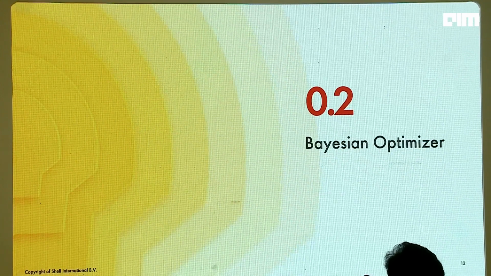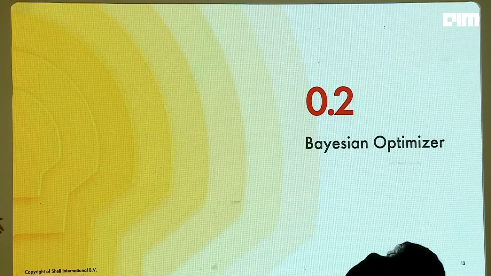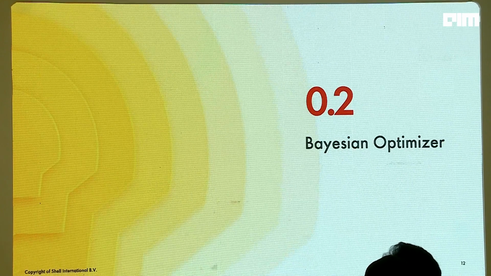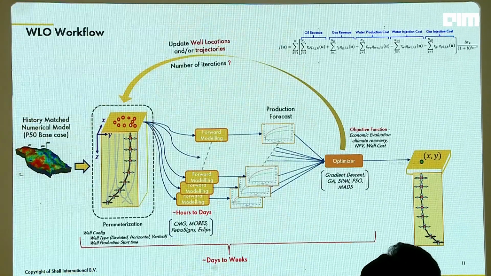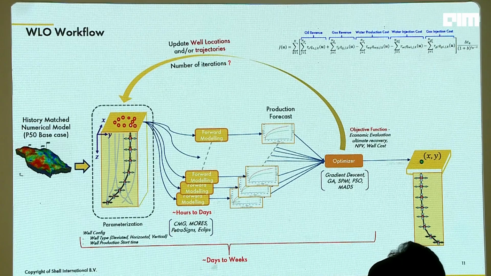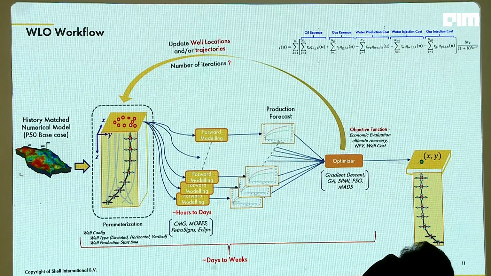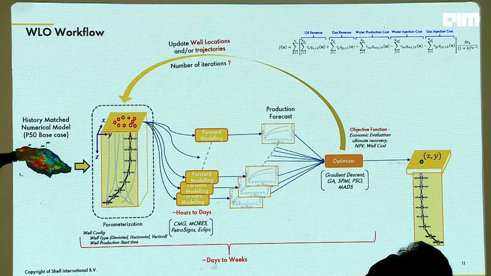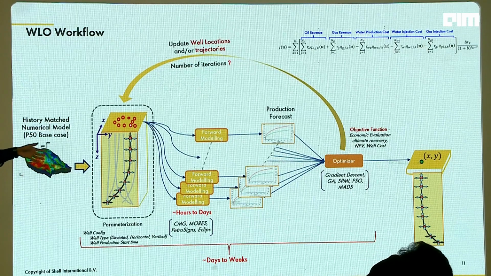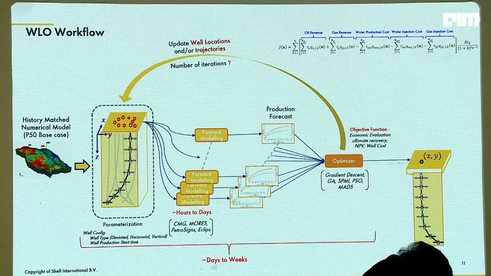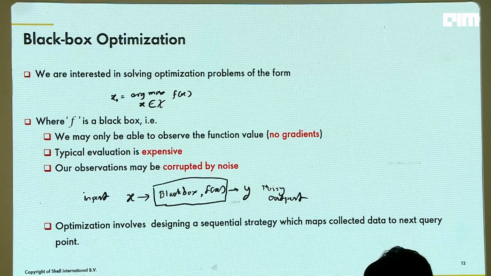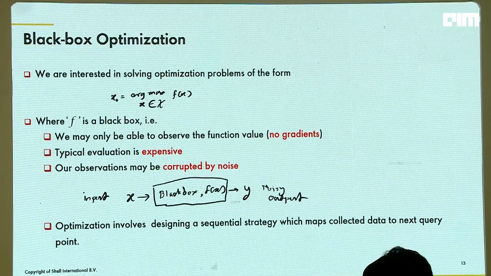What we have seen is that the cost of an objective function evaluation is quite high here in reservoir modeling, because it takes hours to days to run your forward simulator, a physics-based simulator. So we thought, let's explore whether the Bayesian optimizer is the right choice.